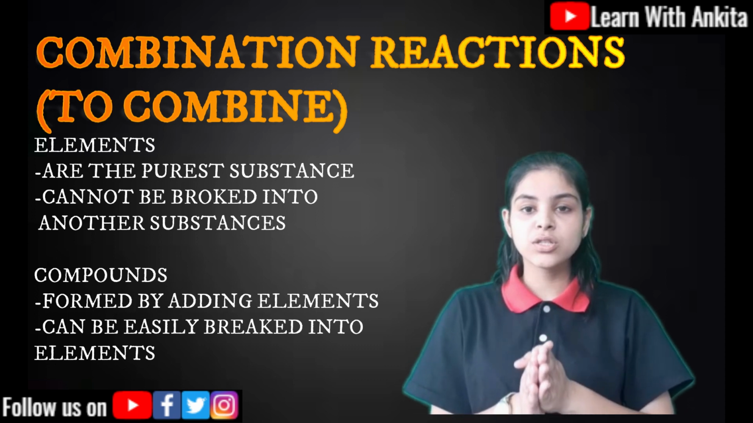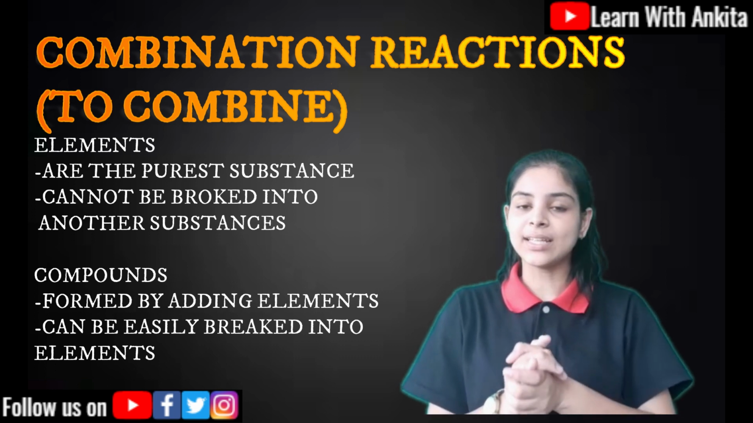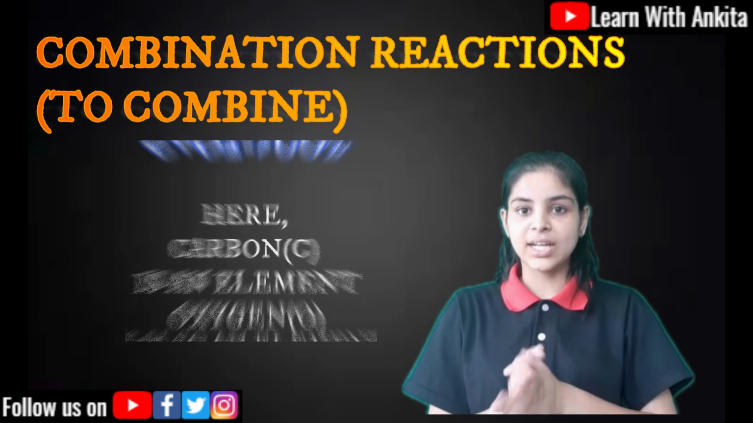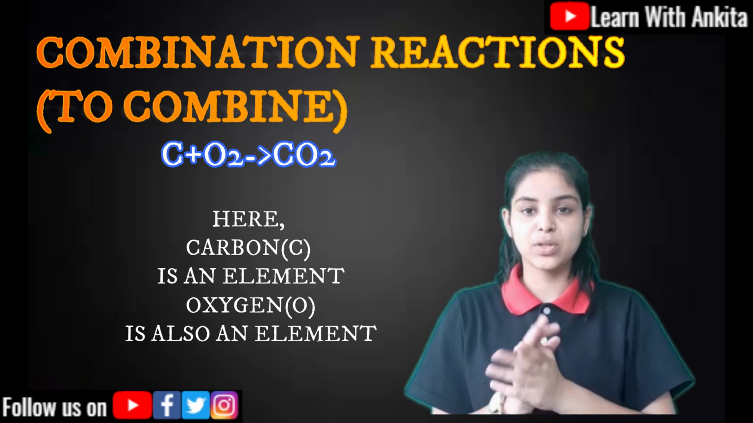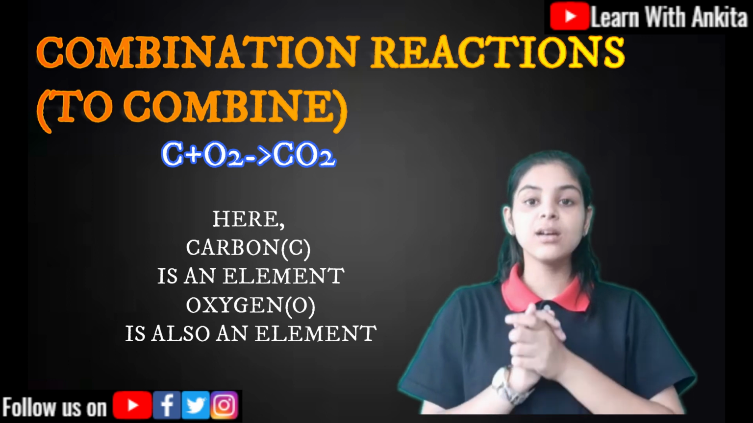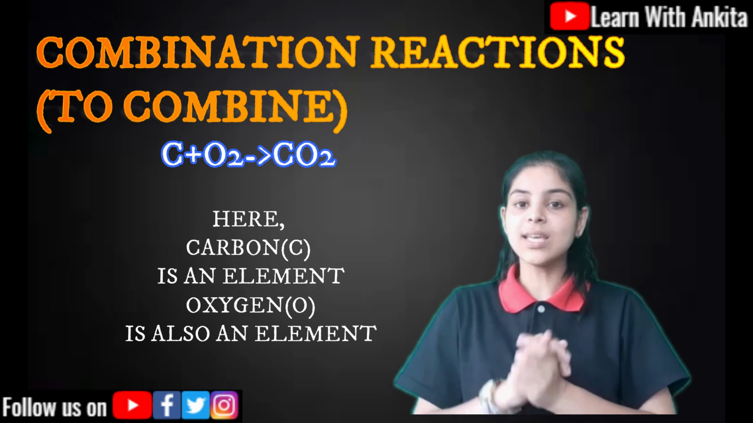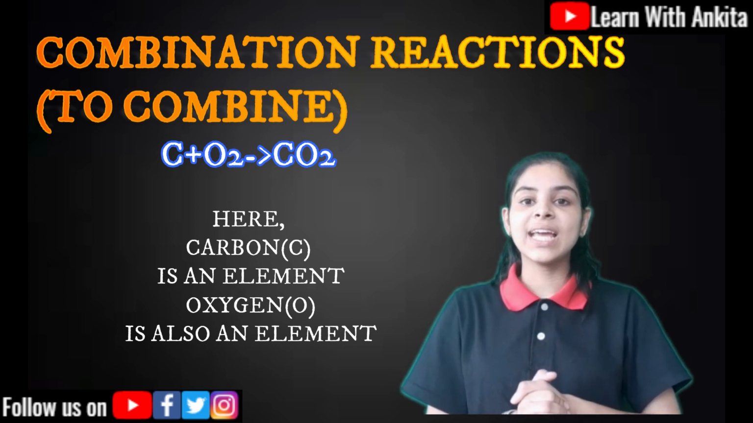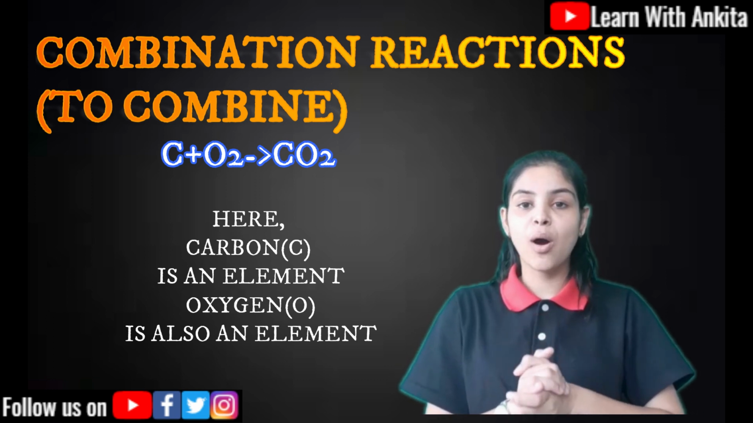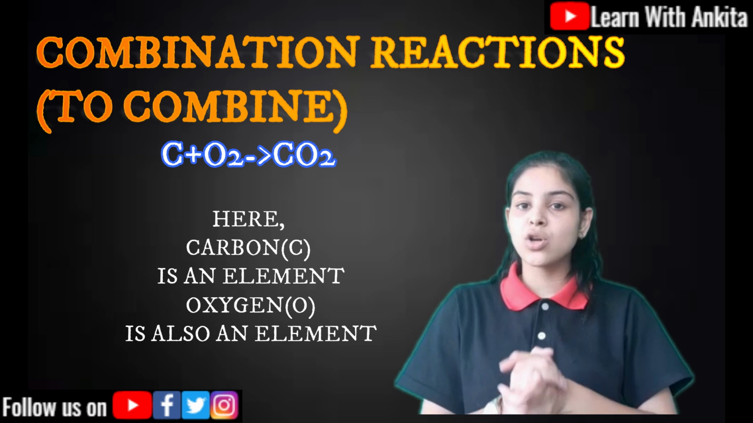And compounds are those which are formed by adding up 2 or more elements. So they can be broken away, right? If I talk about carbon dioxide, it can be broken into carbon and oxygen. So that is a compound. Now let me come to the first form, that is the elements plus elements will give us the compound. If I take one element to be carbon and the other one to be oxygen, the compound formed over here will be carbon dioxide. So this was the example of combination of 2 elements.